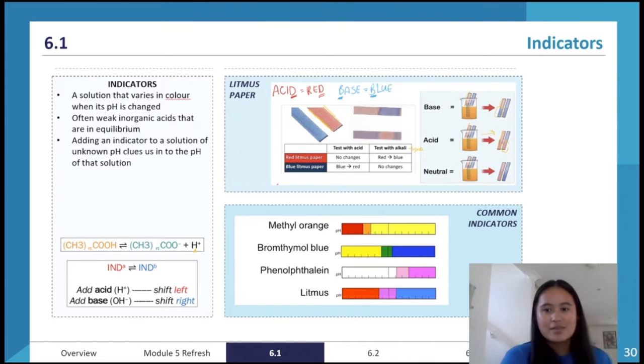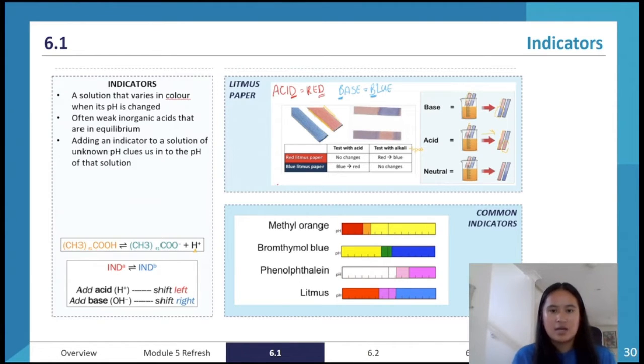Next thing on this inquiry question, like dot point, is indicators. So indicators, as the name suggests, they indicate the pH. It's usually a solution that varies in color, and the different colors can tell us the different pHs. It's often an inorganic acid that's really weak, and this means that they exist at an equilibrium, because weak acids exist at equilibrium.